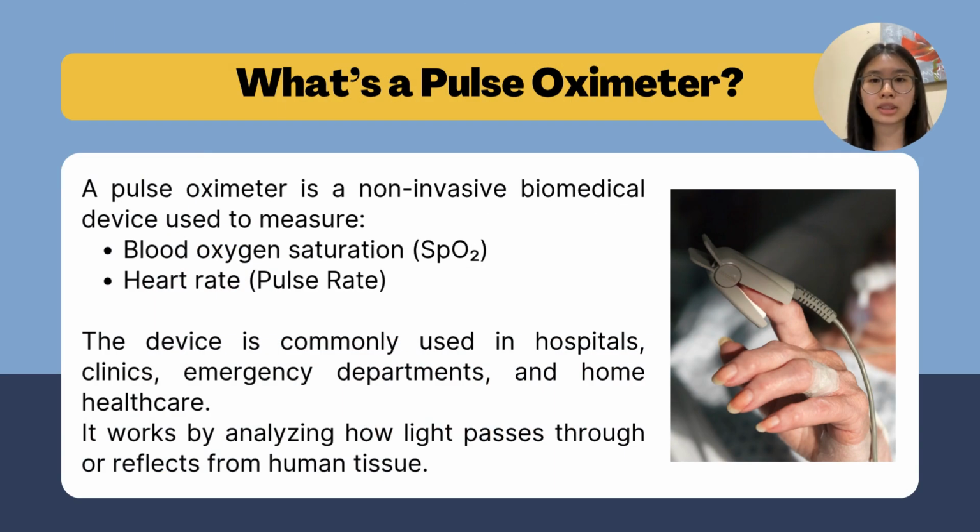A pulse oximeter is a non-invasive biomedical device used to measure blood oxygen saturation, also known as SpO2, and heart rate. It is commonly used in hospitals, clinics, emergency departments, and home healthcare. The device works by shining light through a finger and analyzing how much light is absorbed by the blood. This allows healthcare professionals to quickly assess whether a patient is receiving enough blood.